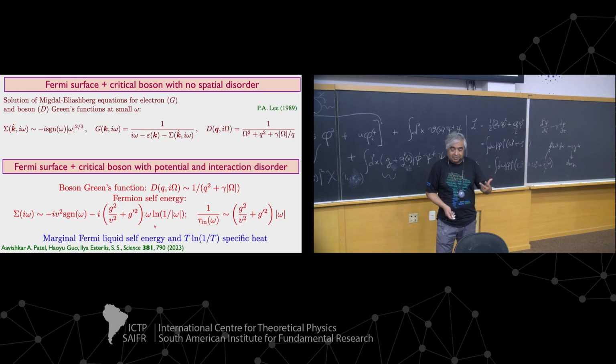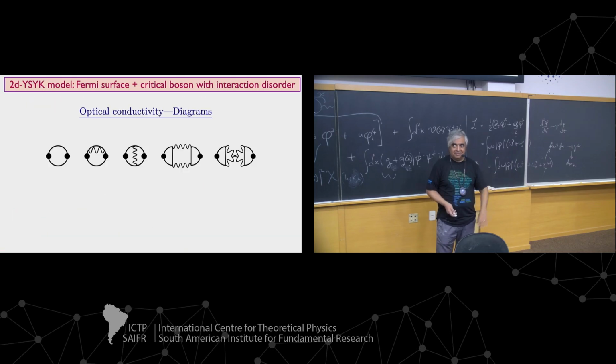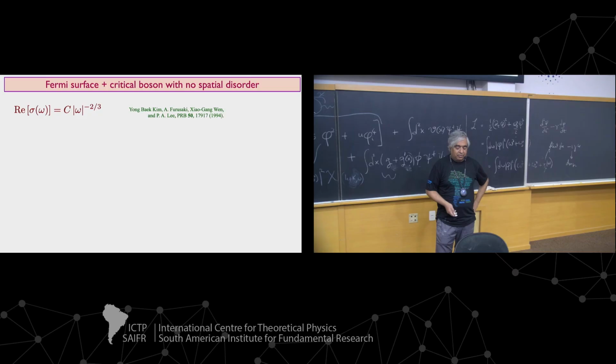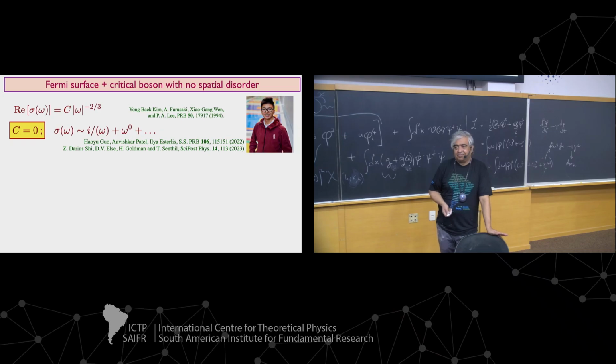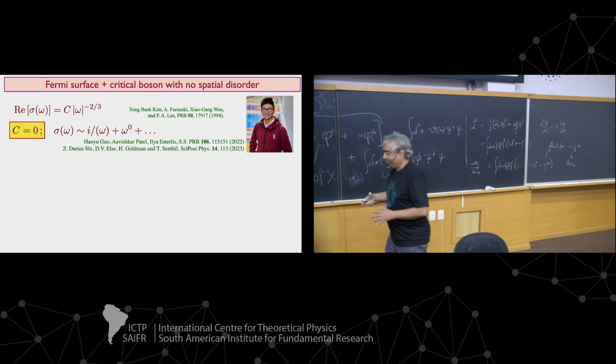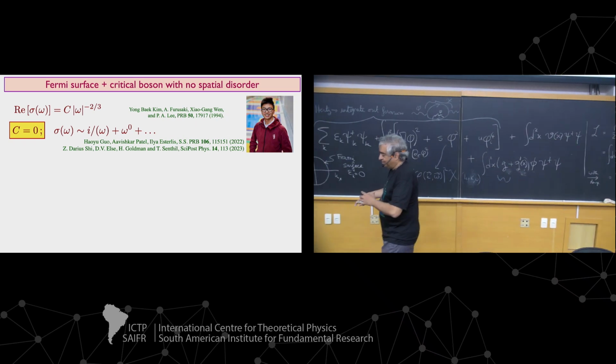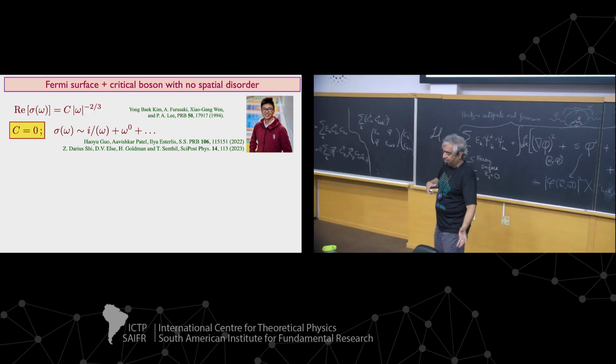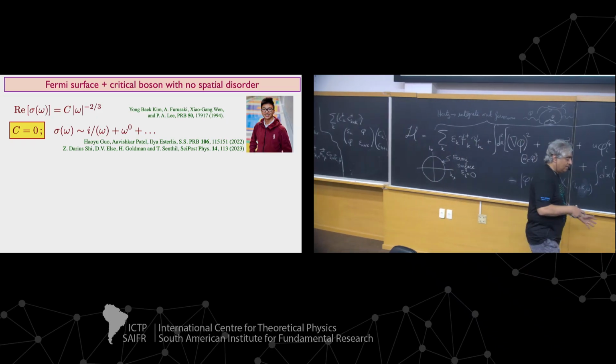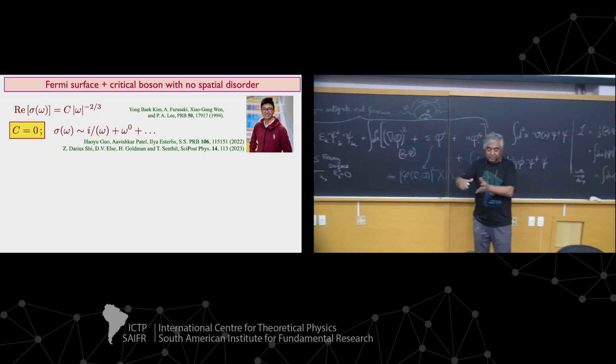Now let's do transport. Now you have to do these diagrams. In the pure case, we found that even though there was something very singular in the self-energy, there was nothing singular in the transport. This has to do with what's called drag, where you think the electrons are scattering off the bosons, but then the bosons are very strongly coupled and they are scattering the electrons back. There's this whole self-consistency you have to account for.